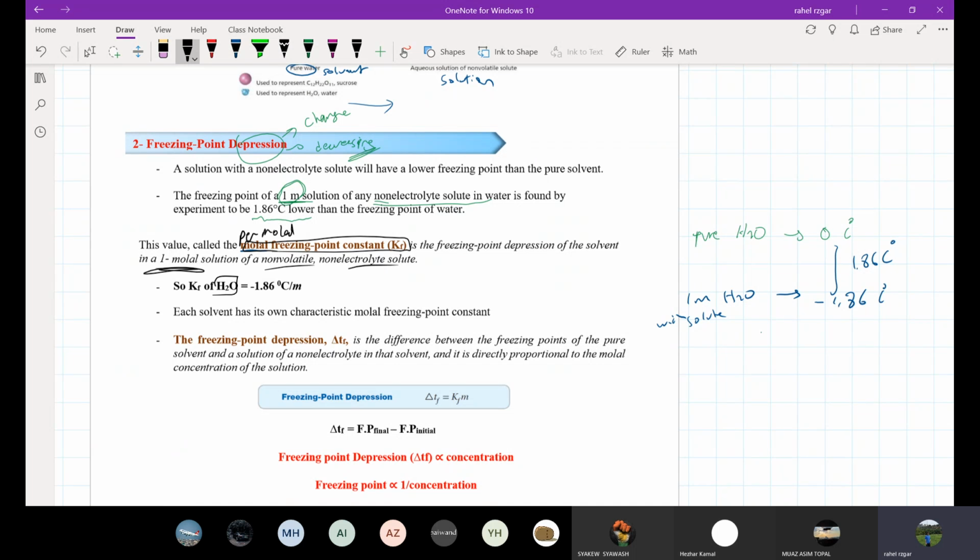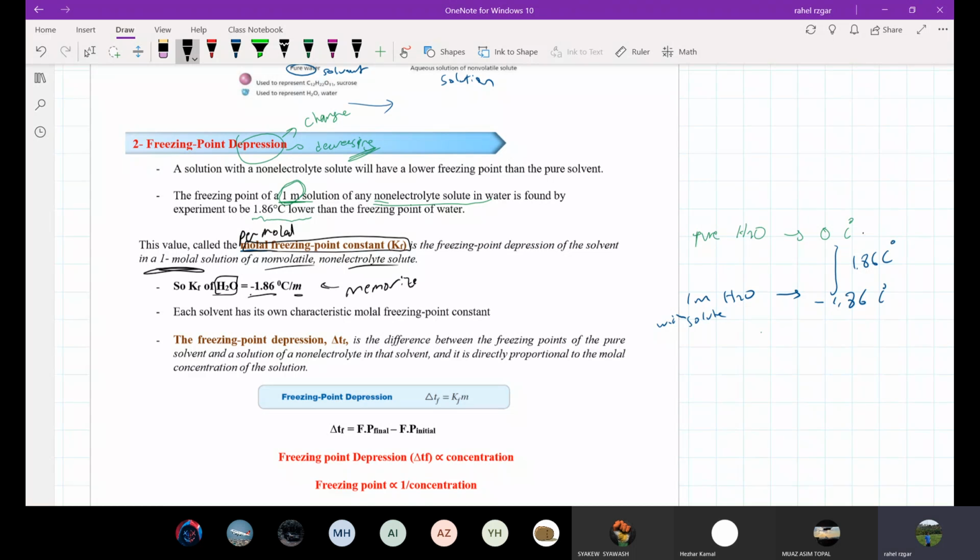For example, for water, you have to memorize this. For water, the change is minus 1.86. The minus means it's decreasing. It's decreasing from 0 to below 0. 1.86 is the change per 1 molar.